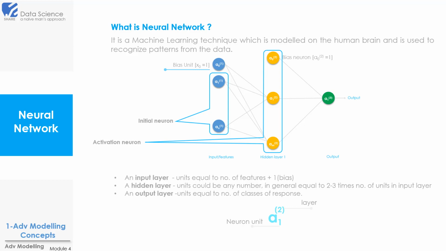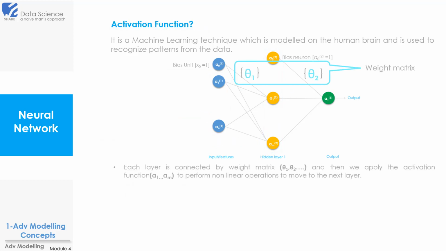Now the next task is to calculate the activation function. As you can see here, each layer is connected by a weight matrix theta1, theta2 and so on. And then we apply the activation function a1, a2 up to am, which is given in the hidden layer, denoted by the orange circles. The activation function is applied to perform non-linear operations to move to the next layer.